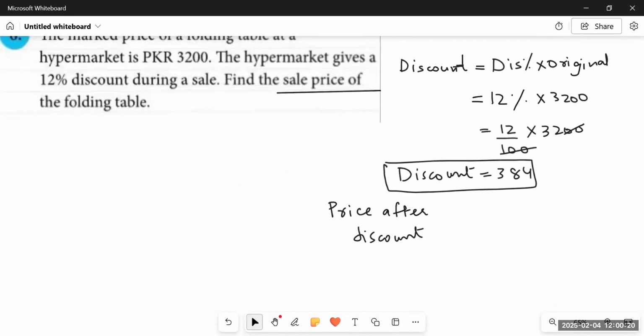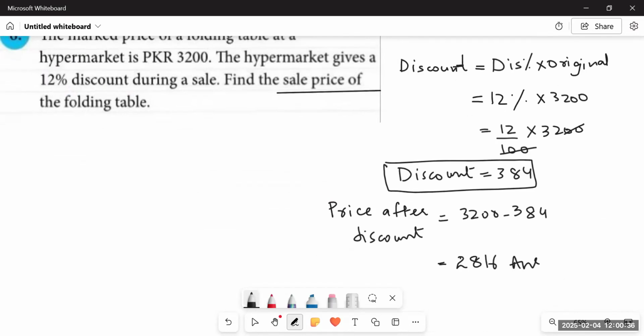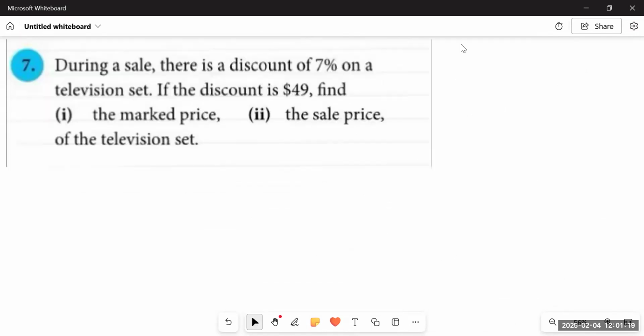So the price after the discount would be 3,200 minus 384, which is equal to $2,816. This is your final answer to question number 6. Now, in question number 7, during a sale, there is a discount of 7% on a television set. Percentage discount is given. If the discount is $49, the actual discount is also given. We have to find the marked price, that is the original price, and then the selling price, that is the price after the discount.